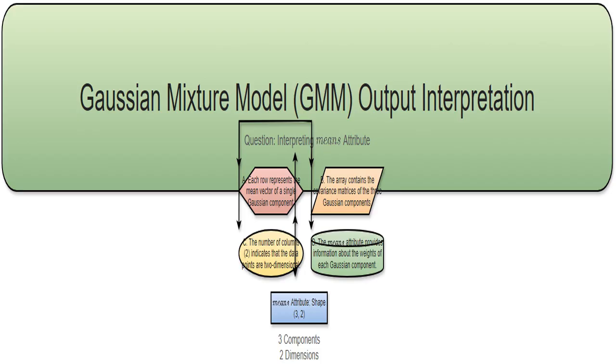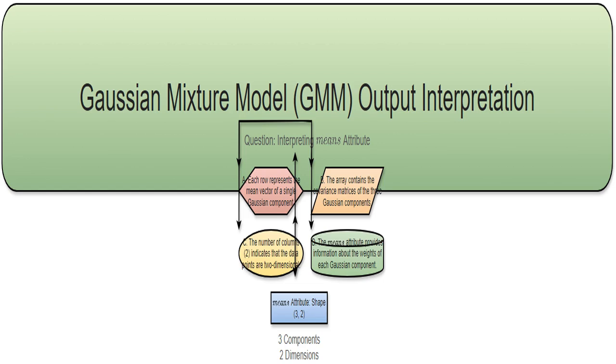This is false. The means attribute does not contain the covariance matrices. The covariance matrices, which show the spread and correlations within each component, are stored in the covariances attribute instead. That is like saying means gives you the center of each group and covariances gives you the amount of spread of each group.